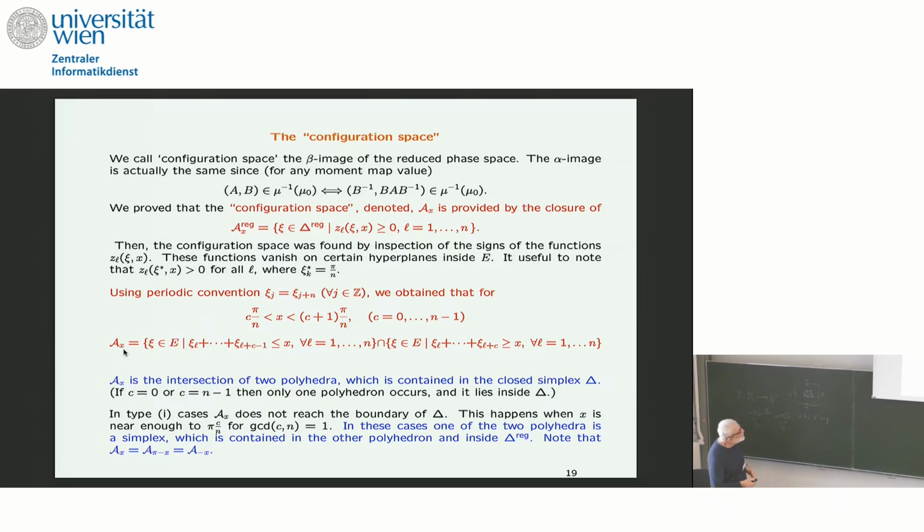But here you have two such polyhedra, and their intersection, and it turns out that when the parameter x is in this range which we call type 1, then one of the polyhedra is a standard simplex which is contained inside the Weyl chamber and inside the other polyhedron. So in those cases, we can calculate totally explicitly what this configuration space is, and it turns out to be the standard simplex. And because of the Delzant theorem, we know that it is CP^(n-1). We can also explicitly map this into CP^(n-1).